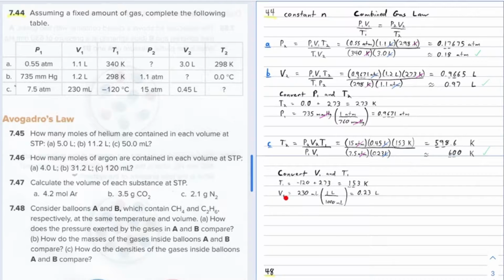And then V1 is 230 milliliters. Getting that over to liters is 0.23 liters. So plugging T1 and V1 in, right here, and then the other ones, you can see the units are canceling. You're left with Kelvin, and the math gives you 598.6 Kelvin or 600 Kelvin, 2 sig fig result right here.